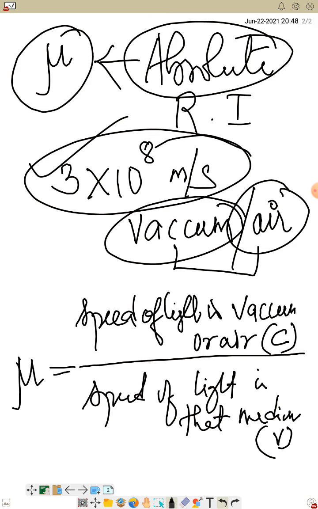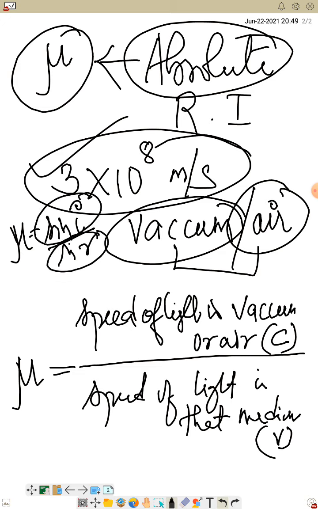The first formula to find refractive index is with respect to angles: the sine of the angle of incidence to the sine of the angle of refraction gives you the refractive index. Now here we have another relation, with respect to the speed of light in vacuum. So this refractive index is called absolute refractive index. Are you getting my point?